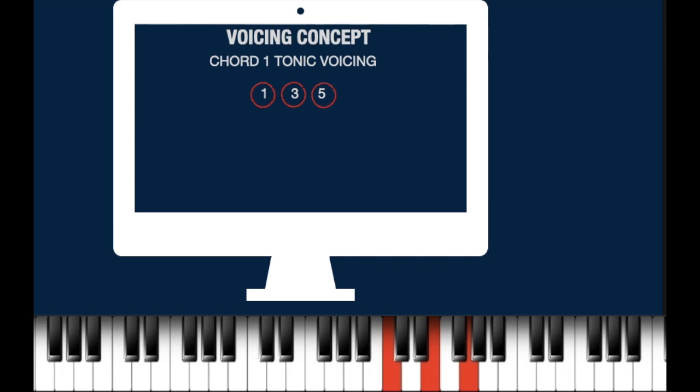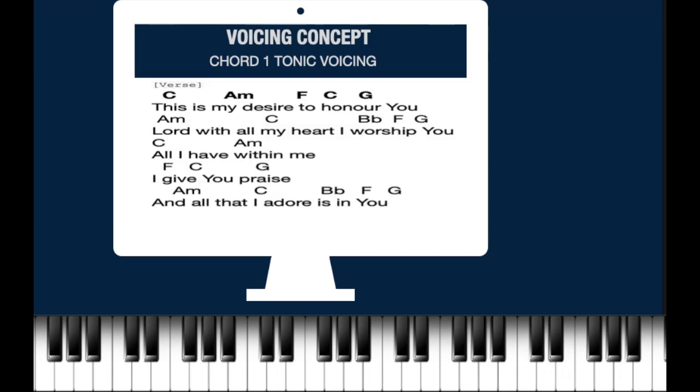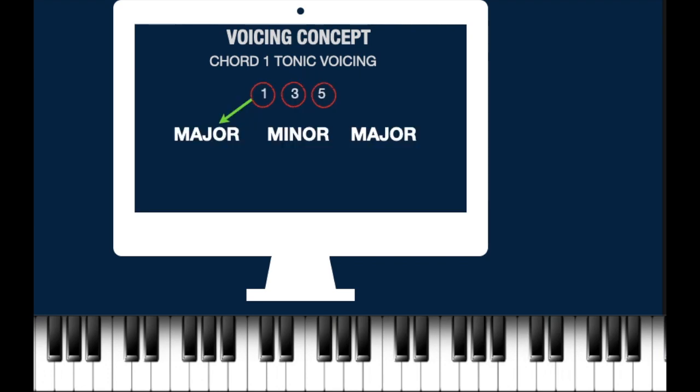So what you're going to do is translate the alphabet into numbers. So we have the C, the E, and the G. So the C is the 1, the E is the 3, and the G is the 5. So the next thing to do now is to assign chords to each of these notes. So that's why I said you have to create a vocabulary.